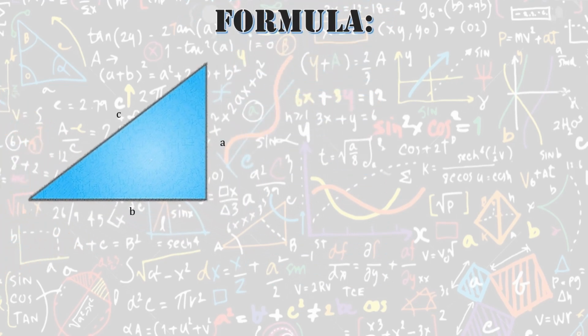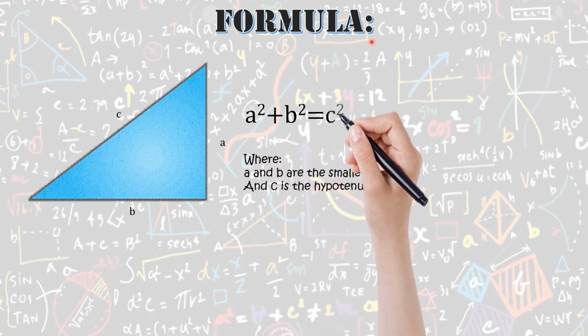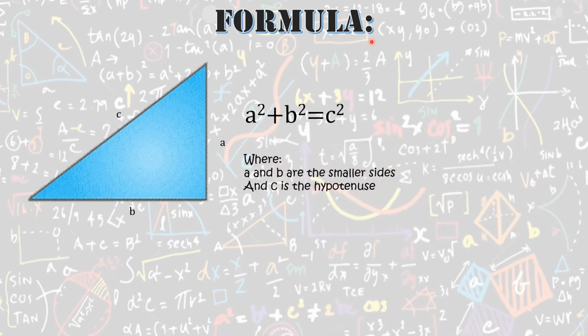Now let's take a look at what the formula is. There are two different formulas. One is for finding the hypotenuse and the second is for the other two smaller sides. So for finding the hypotenuse, it's a square plus b square equals c square, and for finding, for example, a, it's a square equals c square minus b square.